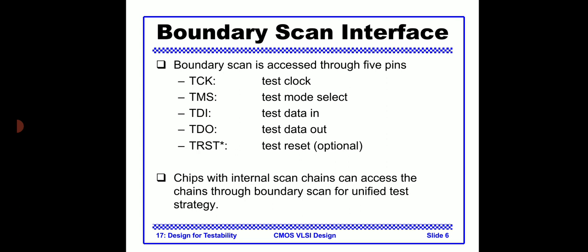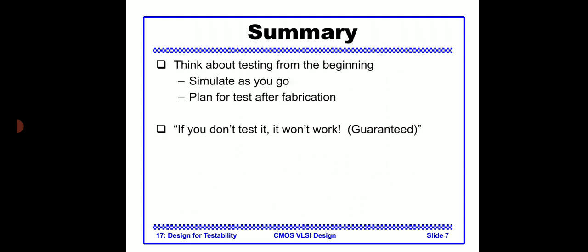The boundary scan interface has five access points: test clock, test mode select, test data in, test data out and test reset. Of these, test reset is optional, and chips with internal scan pins can access the chains through boundary scan for a unified test strategy.